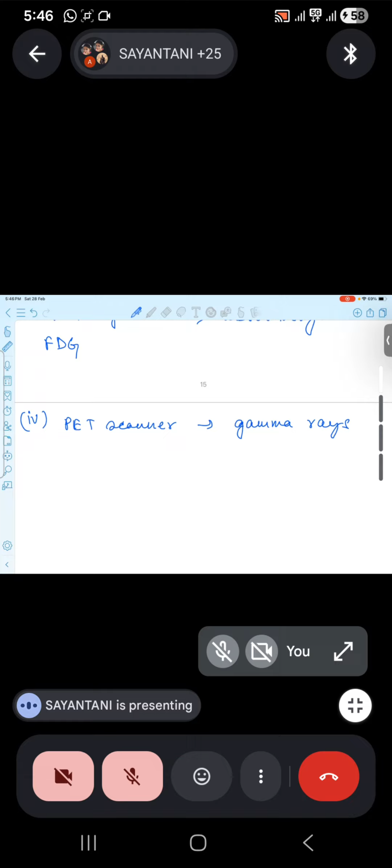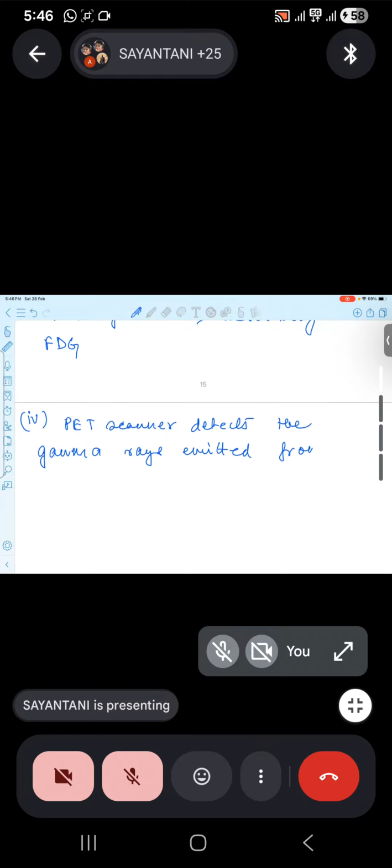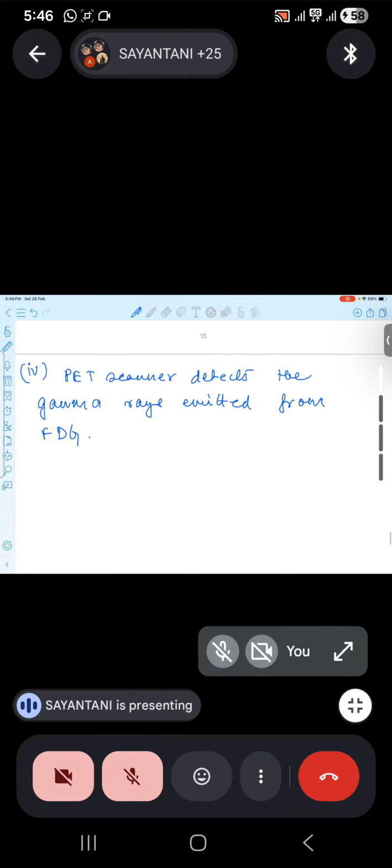So let me write it in this way. This scanner detects the gamma rays emitted from your radioactive substance, that is FDG. Okay. And finally, as an output, what you get is scanned images of the brain activations that are taking place. So this is the method.